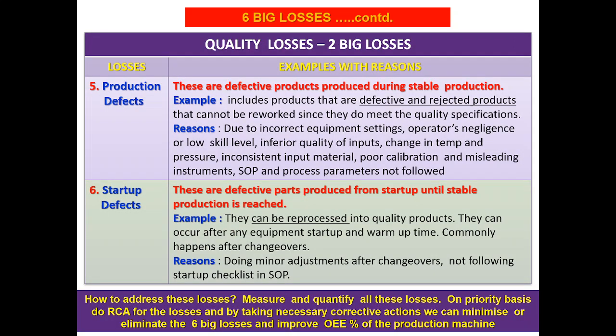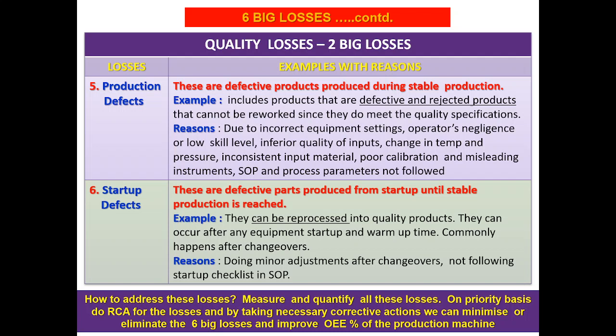The fifth loss is production defects. They are defective products produced during stable production. Examples include products that are rejected and defective products that cannot be reworked since they do not meet the quality specifications. Reasons are incorrect equipment settings, operator negligence or low skill level, inferior quality of inputs, changes in temperature and pressure, inconsistent material, poor calibration, misleading instruments, and SOP, that is standard operating procedure, and quality process parameters not followed.